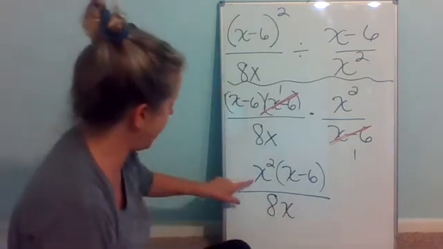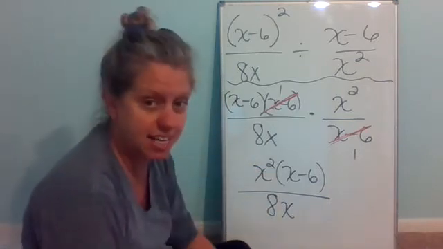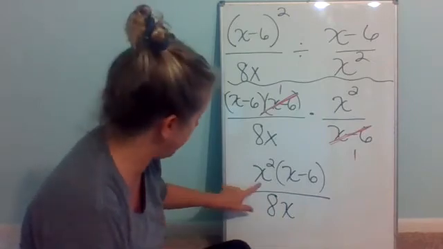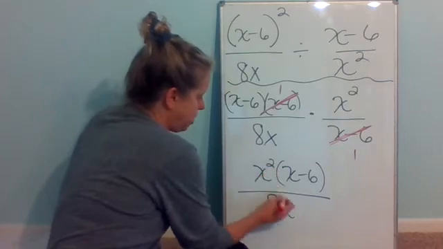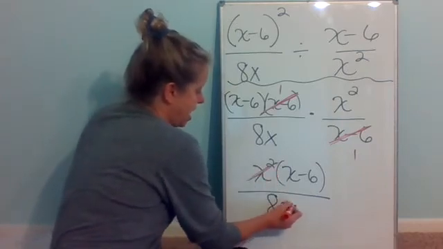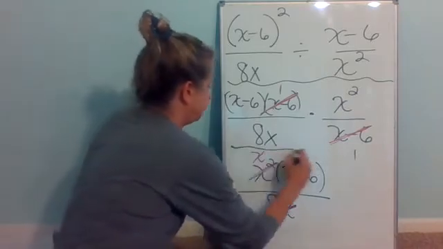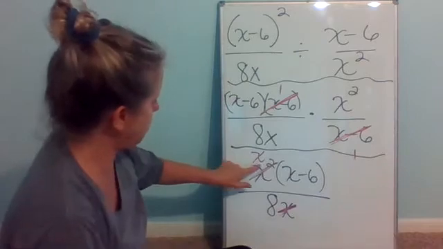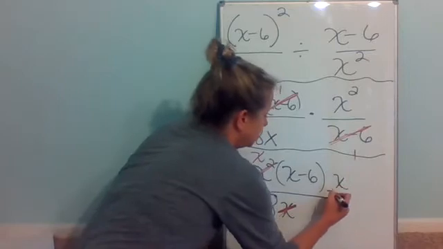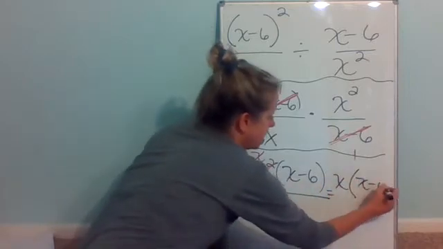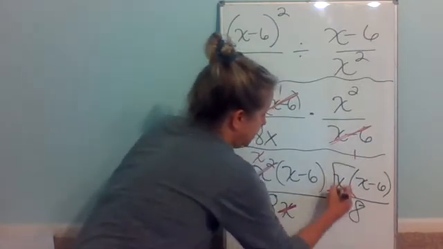Now, look what you have. You've got an x squared in the top and an x in the bottom that are factors, right? Everything's multiplied. So let's see. If I subtract my exponents, I'll be left with x to the first in the top. So let's see, what are you left with after you cancel those x's? You have an x and x minus 6 left in the top. And what do you have left in the bottom? Just the 8.